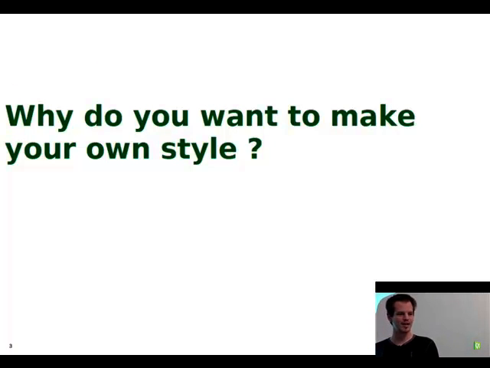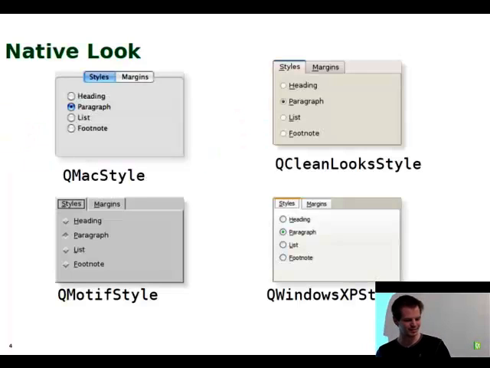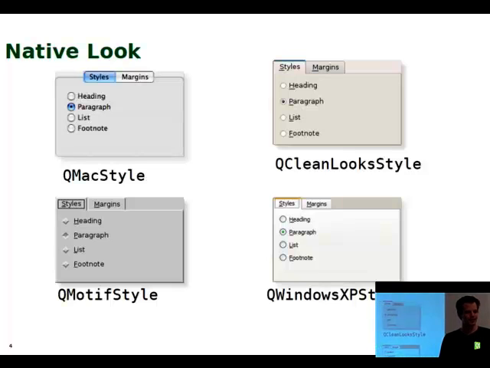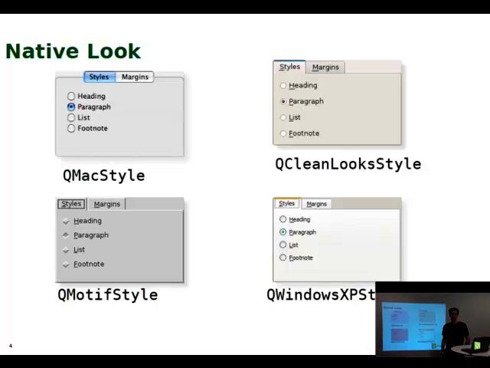So why do you want to make your own style? There are several good reasons for that. The basic idea behind QStyle is that you have the same look as other applications in the platform. You have a native look. For example, on a Mac, you have a look exactly like on Mac OS, and on Windows, it looks like Windows.